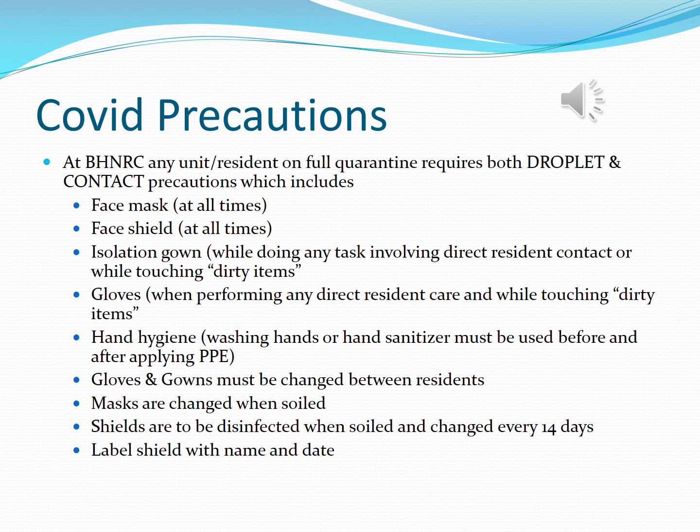COVID precautions. At Baptist, any unit or resident on full quarantine requires both droplet and contact precautions, which includes a face mask at all times, face shields at all times, isolation gown while doing any task involving direct resident contact or while touching dirty items, gloves while performing any direct resident care or while touching dirty items. Hand hygiene, which is washing hands with soap and water or hand sanitizer.